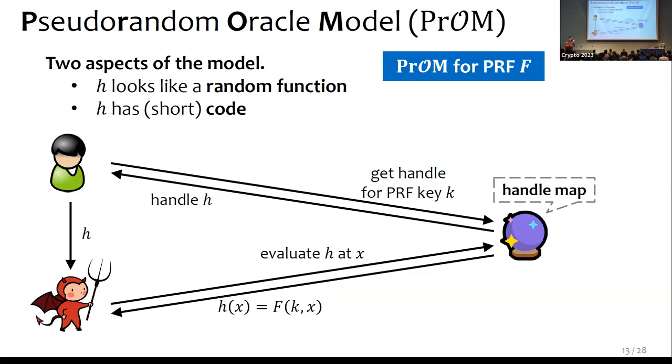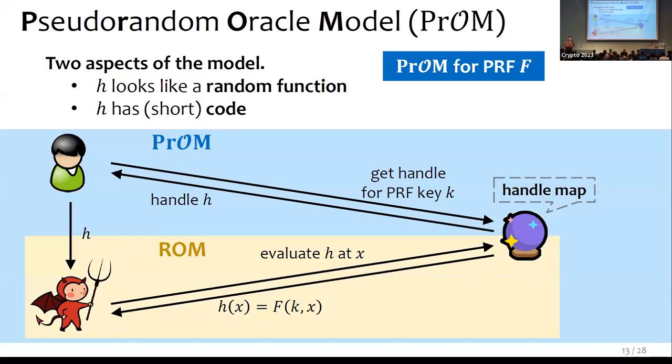So if we forget about the PRF key and just look at the lower half, this is indistinguishable to the random oracle model. So the power of PROM lies in that it allows us to model two kinds of access to the hash function simultaneously. But then here's an immediate problem. Suppose I use both the key and the handle. Since the key is present, the oracle response is not random because it's correlated with the key.